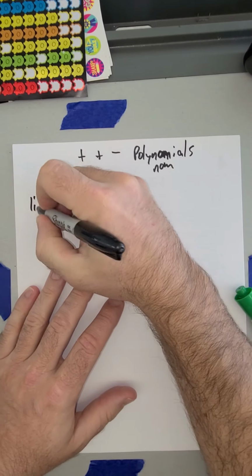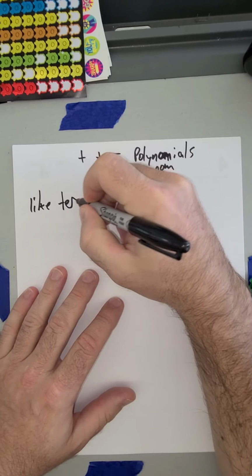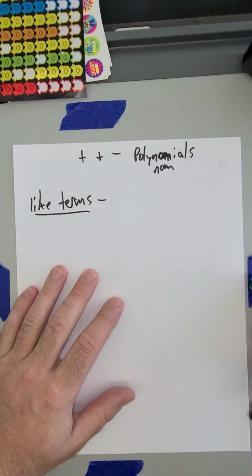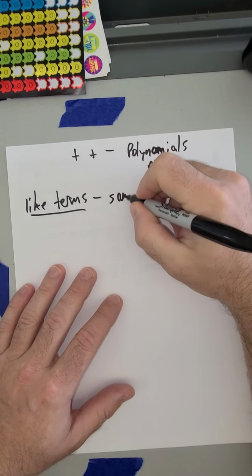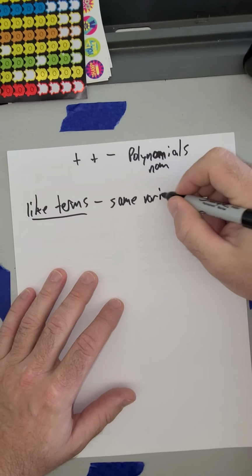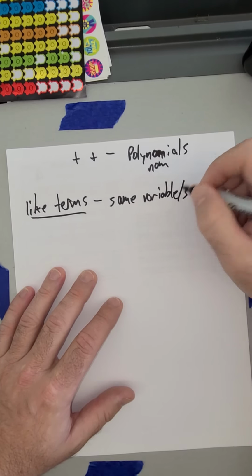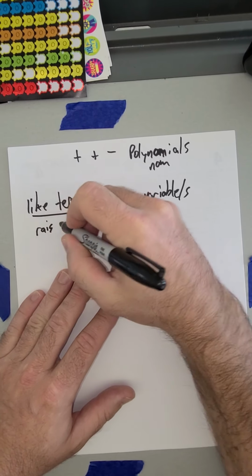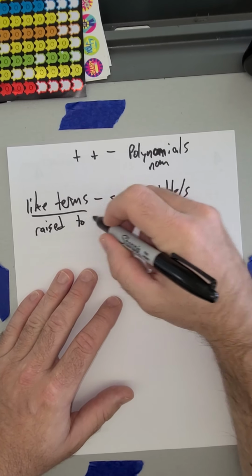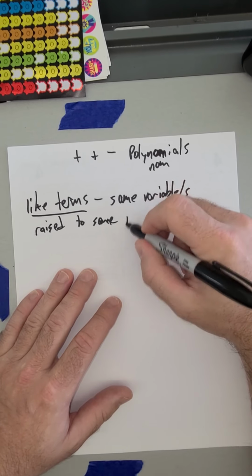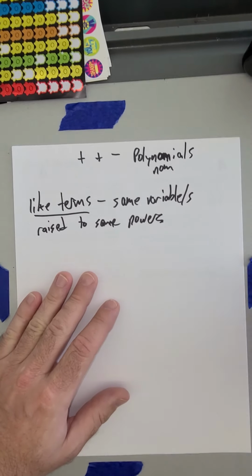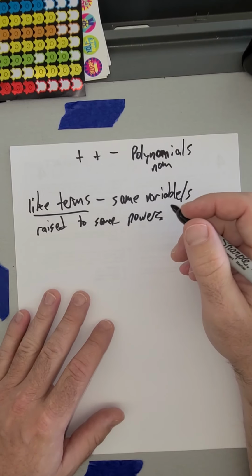The main idea here is that we need to look for things that are called like terms. Like terms have the same variable or variables, and they must be raised to the same powers. All right, so for example, constants.